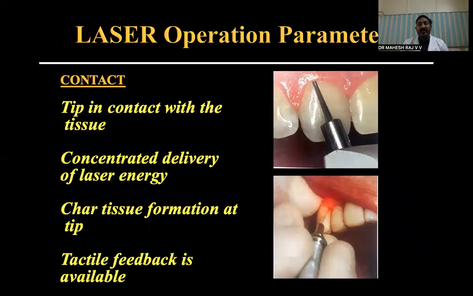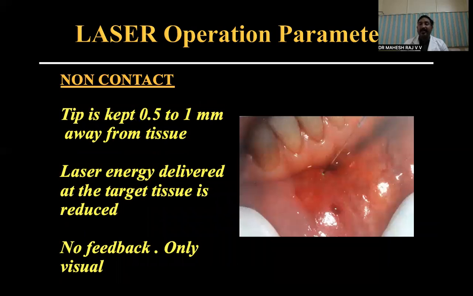Laser operation: the first one is contact. The tip is in contact with the tissue, concentrating the delivery of laser energy. Char tissue formation occurs at the tip and tactile feedback is available. In non-contact, the tip is kept around 0.5 to 1 mm away from the tissues, and the laser energy delivered to the target tissue is reduced. There is no tactile feedback.